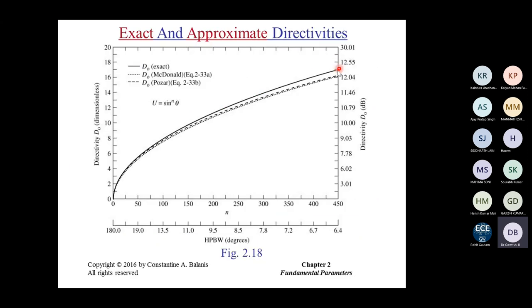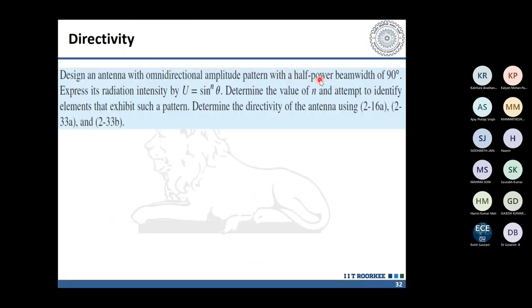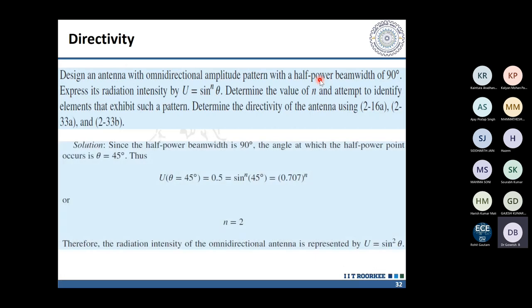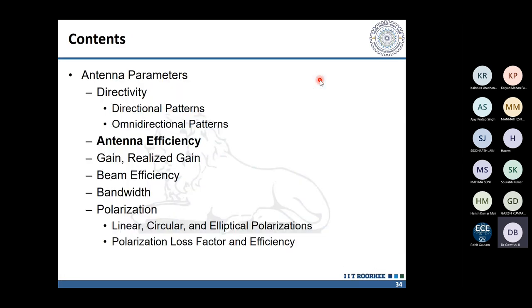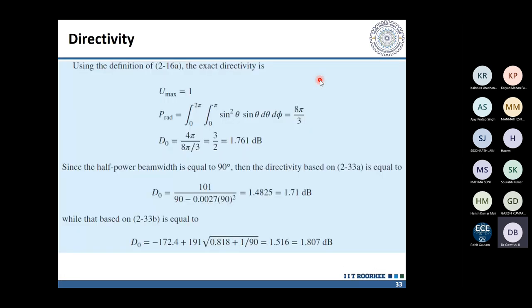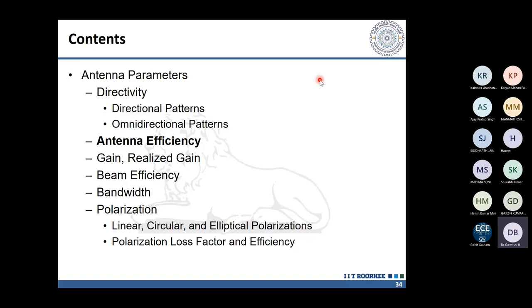It is much more accurate here, reasonably very accurate. There is only 0.2 dB variation between the exact expression and the approximate expressions. So it's a good approximate expression. You can quickly use approximate expressions and calculate the directivity for a first-hand calculation. And we took one example as well. We have seen this example. And yes, any doubts, any clarifications, any discussions you want to have on yesterday's class?